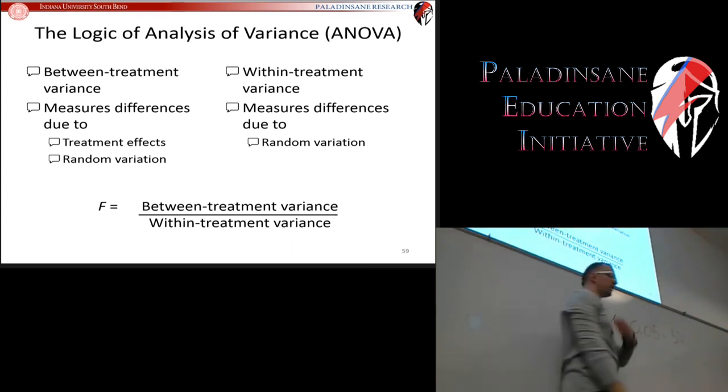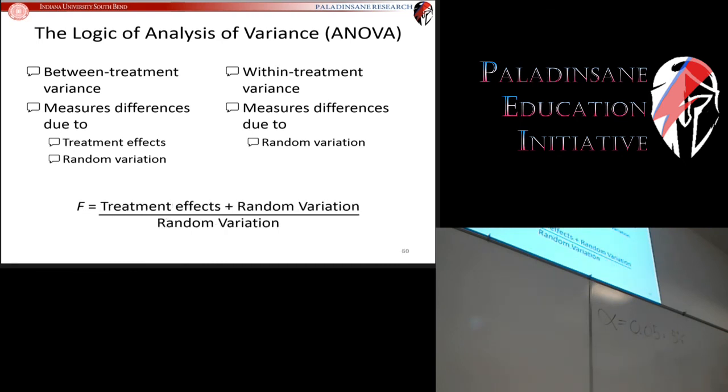All right, so we got a few more minutes. We are going to wrap up with the final peek behind the curtain here. So what does this all mean? Well, let's take a look. So we'll break these apart just to really quickly analyze them: between treatment variance and within treatment variance. Again, between treatment variance, treatment effects and random variation, within treatment variance, just random variation.